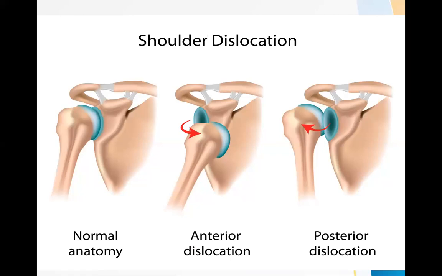Now, this is a very good schematic diagram which is showing the different types of dislocation of the shoulder. Every student can understand it so easily. This is the normal anatomy of the shoulder joint. They are nicely in contact with each other. This is anterior dislocation. Here is the posterior dislocation. Very easy to understand.